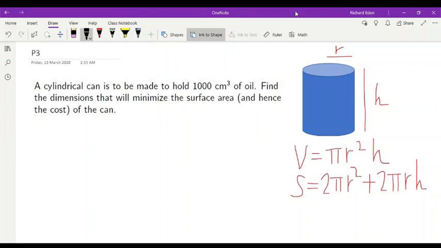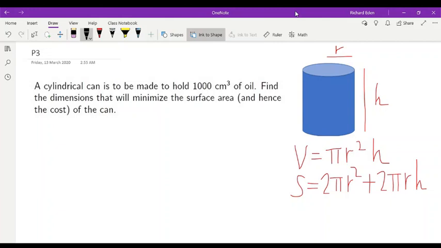Hello, let's solve another calculus optimization problem. A cylindrical can is to be made to hold 1000 cubic centimeters of oil. Find the dimensions that will minimize the surface area and hence the cost of the can. This is the third problem in the list that I gave to sections A and B.